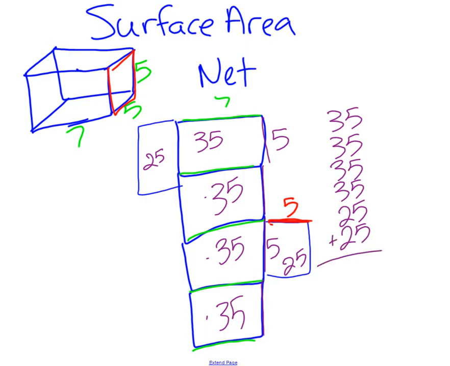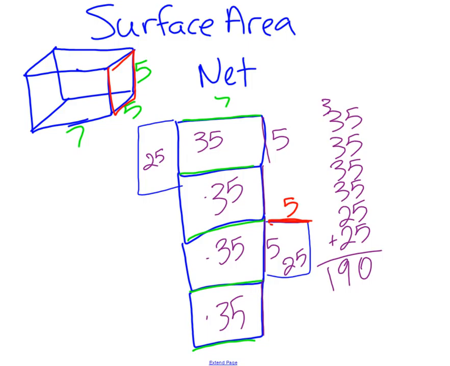So 5, 5, 5, 5, and 5 adds up to 25. 30. And then 5 threes is 15 plus 4 is 19. You had it, you're just a little ahead of us. So the whole area of this entire shape would be 190.